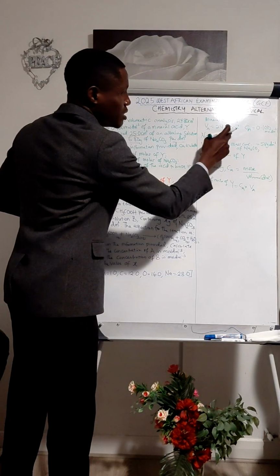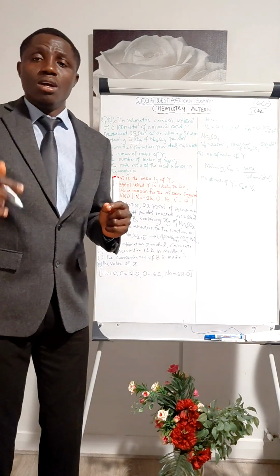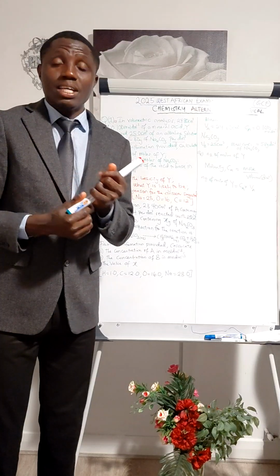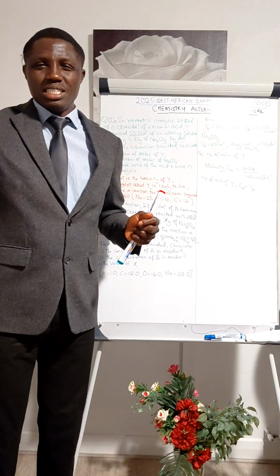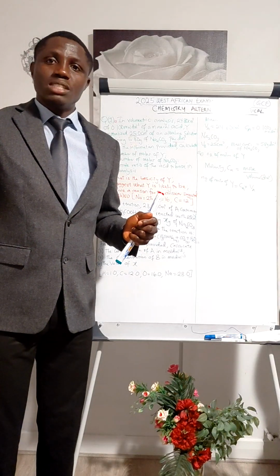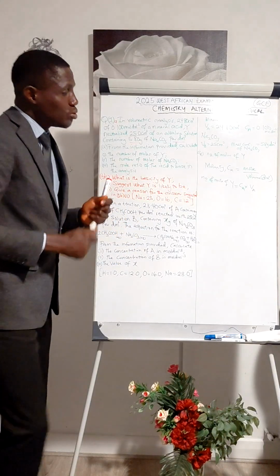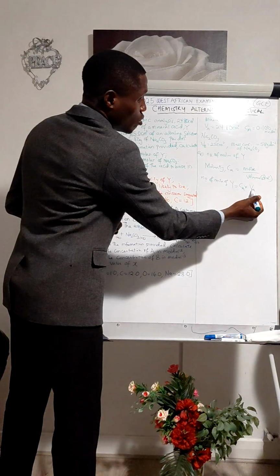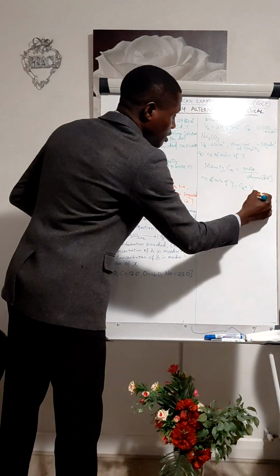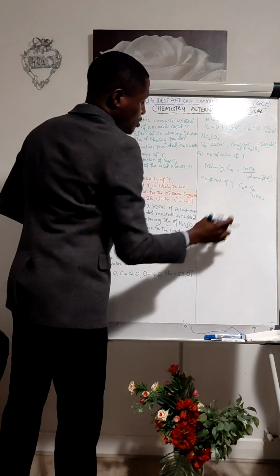But this volume is in centimeter cube. To take it to dm cube, 1000 centimeter cube make 1 dm cube, or we can say 1000 centimeter cube make 1 liter, because 1 liter is equivalent to 1 decimeter cube. So you are going to convert this volume from centimeter cube to dm cube by dividing by 1000. So it is concentration times volume over 1000.